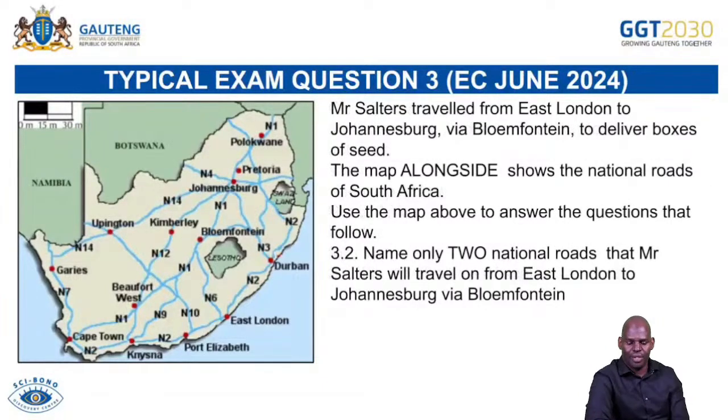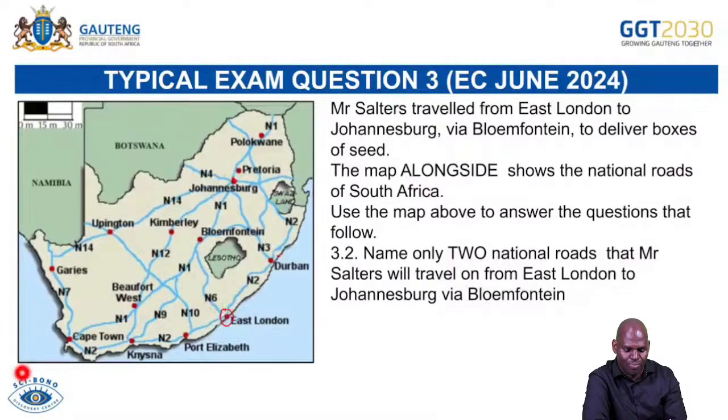Okay, and then the next question based on the same information: name only 2 national roads that Mr. Salters will travel on from East London to Johannesburg via Bloemfontein. So where is East London? You see there's a red dot there. That means this dot is for East London. Then from East London, must go to Johannesburg. So there's Johannesburg, but it must be via Bloemfontein.